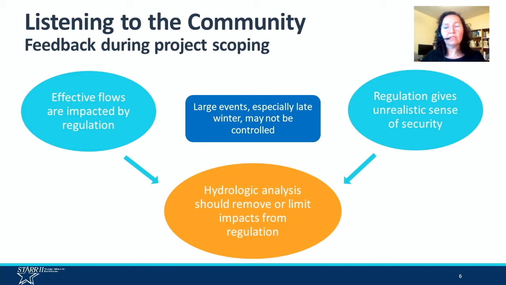So during project scoping, STARR and FEMA received strong feedback from the community in relation to impacts of regulation. Stakeholders said that effective flows are impacted by regulation and that regulation provides an unrealistic sense of security, causing flood risk to be underestimated, as most extreme events are unlikely to be controlled. Because of that, the communities wanted a hydrologic analysis that would account for natural, unregulated conditions as close as possible, or simply assume that the reservoir was full during major events.